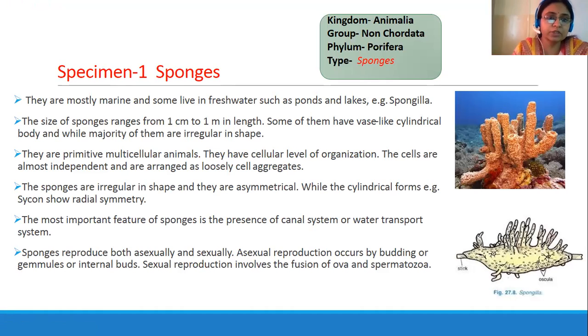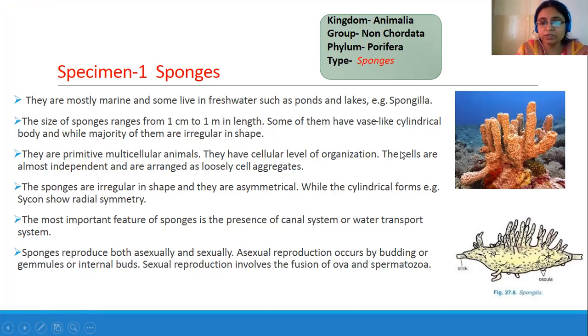So these sponges, they are mostly marine, means they are found in the sea water. But some sponges, they are also found in the fresh water, such as the ponds and lakes. Example is the spongilla. So you can see this is spongilla growing in the freshwater ponds and lakes. The size of the sponges varies simply from 1 centimeter to about 1 meter in length. Some of them are irregularly shaped like this, but some are vase shaped like this.